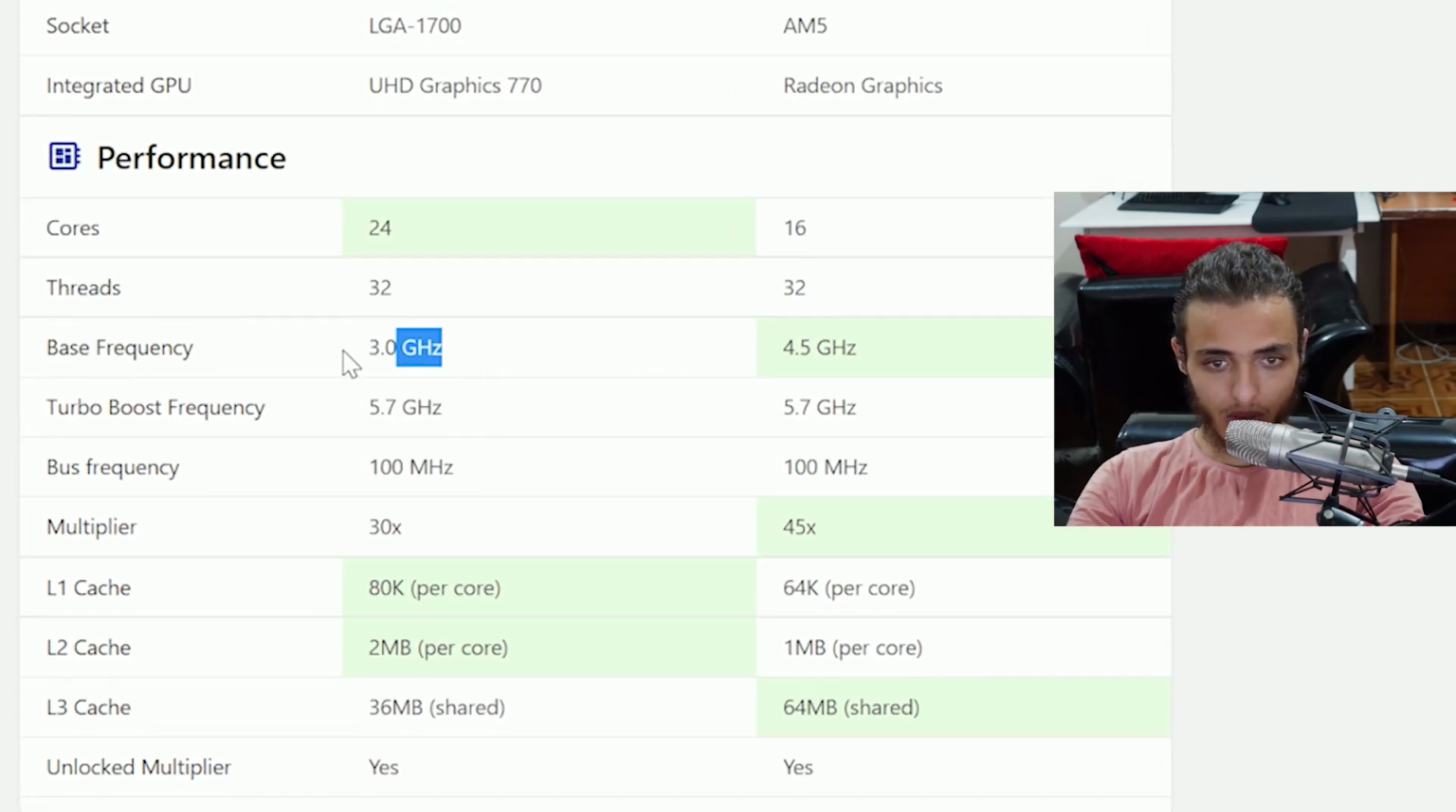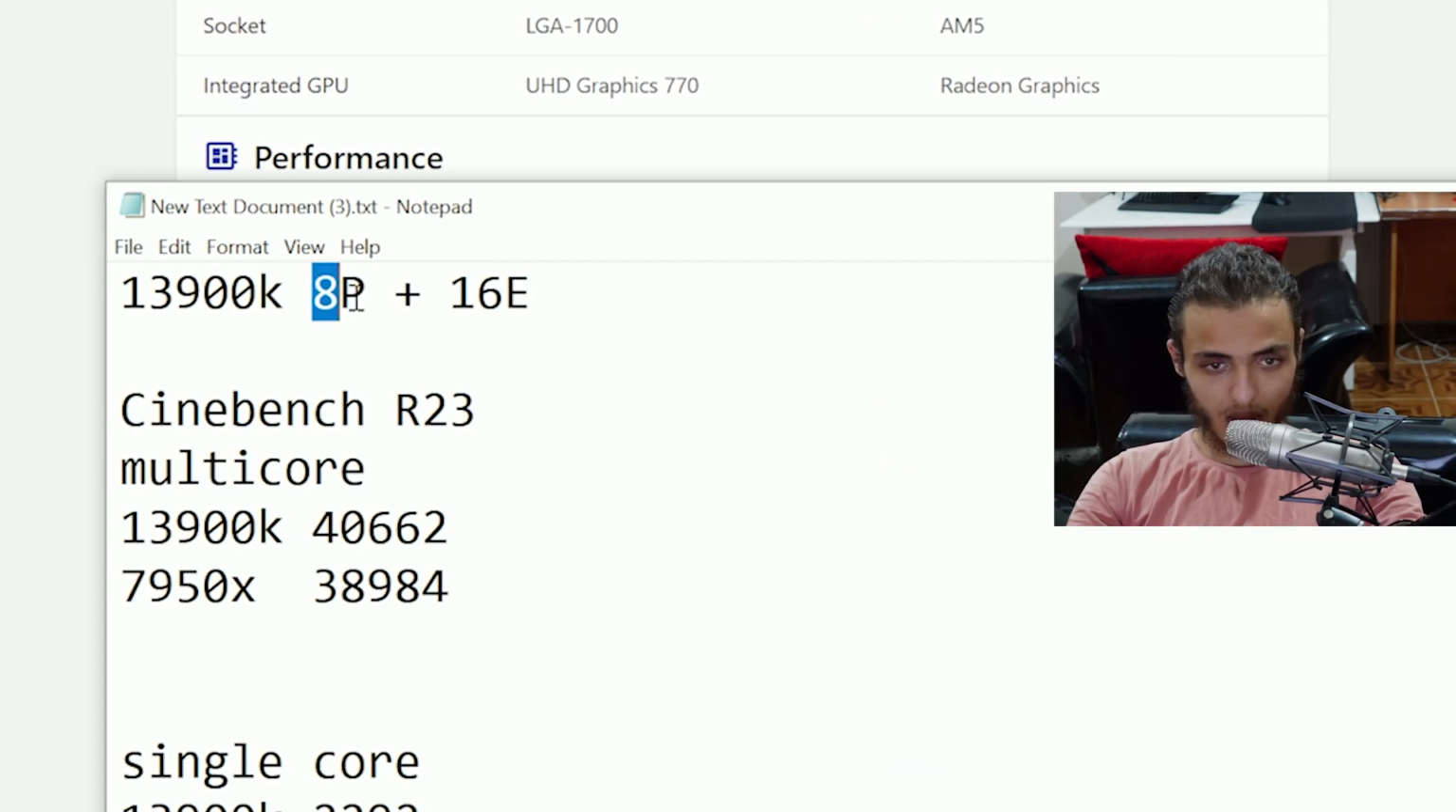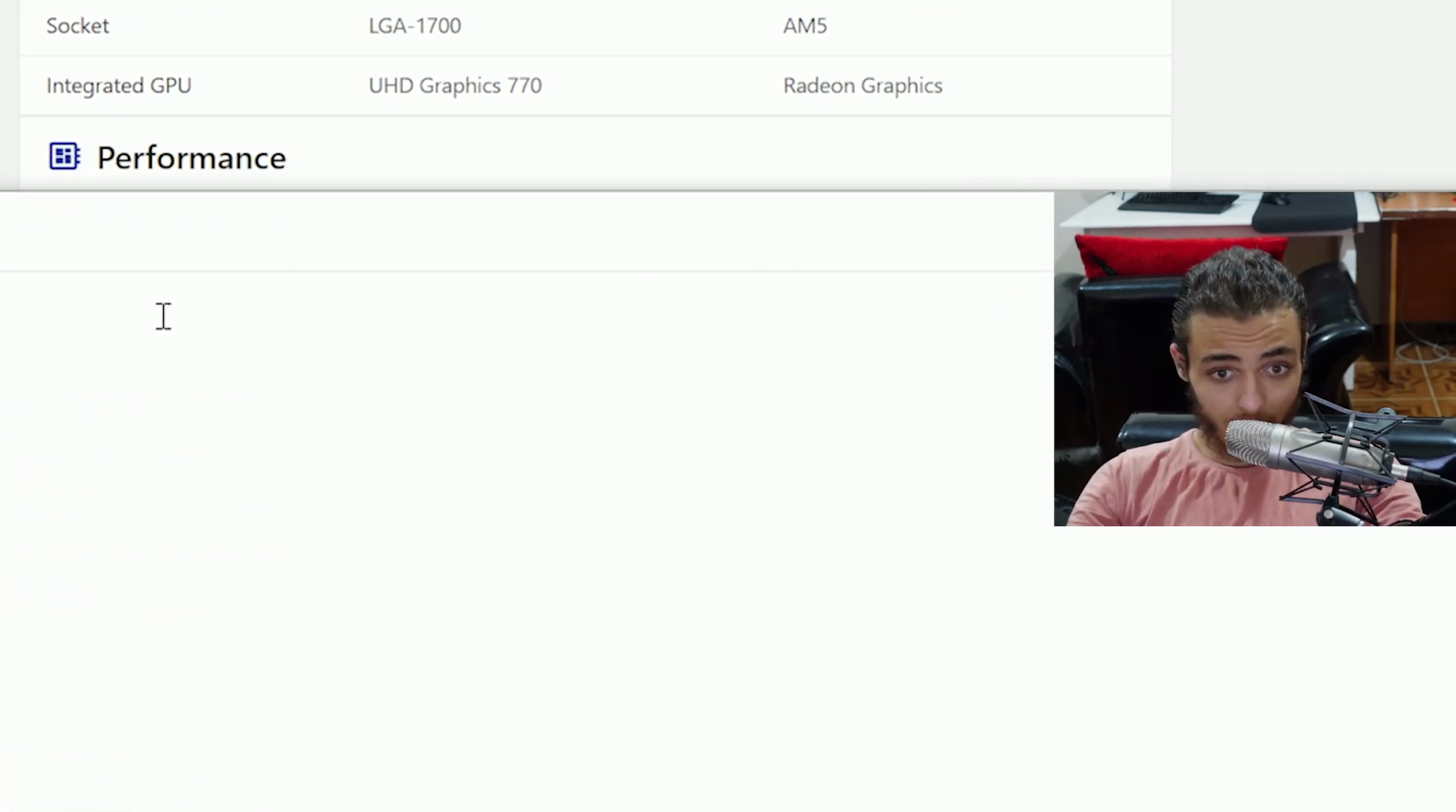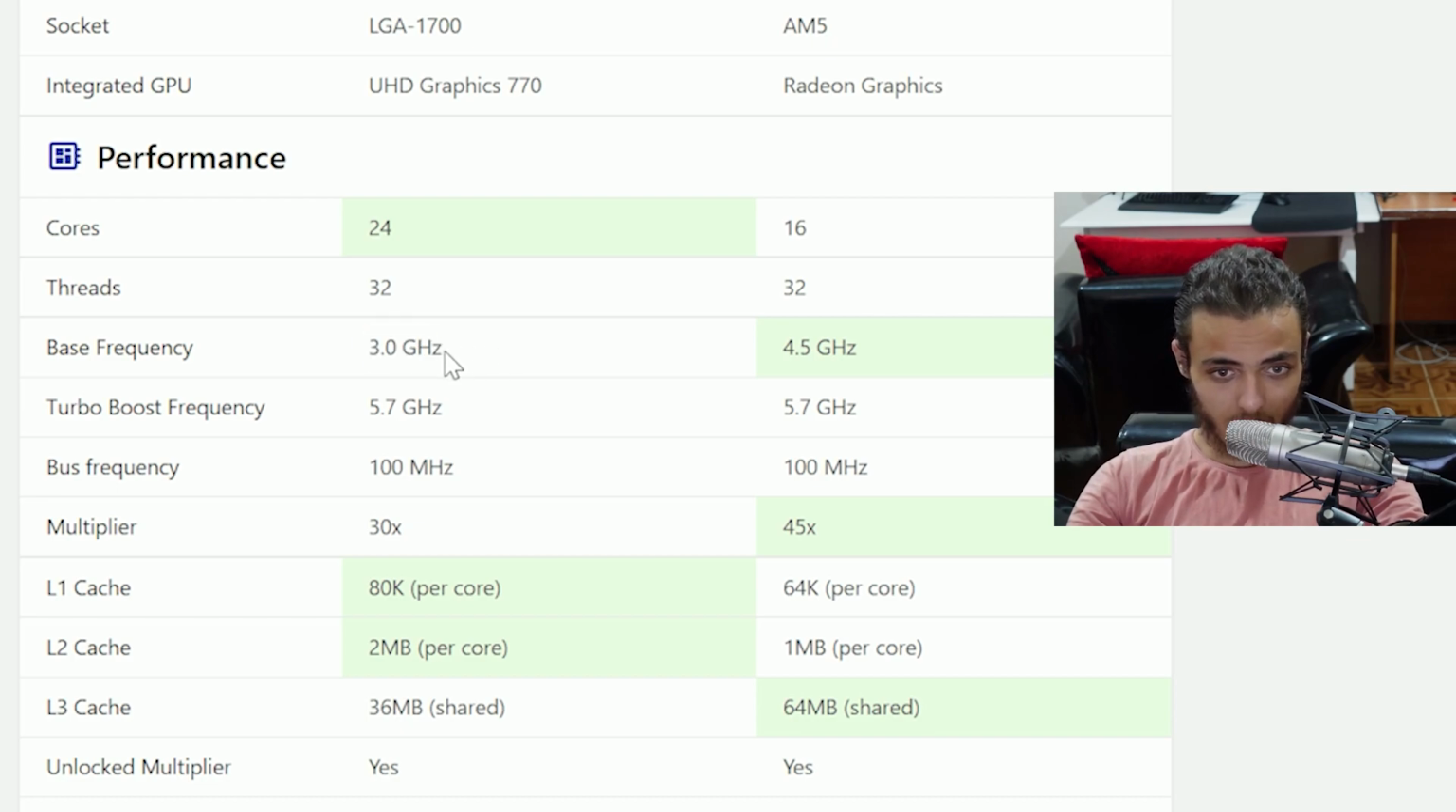Apparently the base frequency of the 13900K is 3 GHz, for the P cores and the E cores. And if you don't know, the 13900K is 8 powerful cores combined with 16 efficiency cores. So the base frequency for the efficiency cores and the P cores is 3 GHz. The turbo boost frequency for the P cores is around 5.7 GHz to 5.8 GHz. Boost frequency for the E cores is 4.5 GHz. The base frequency for the 7950X is 4.5 GHz and the turbo boost frequency is 5.7 GHz.